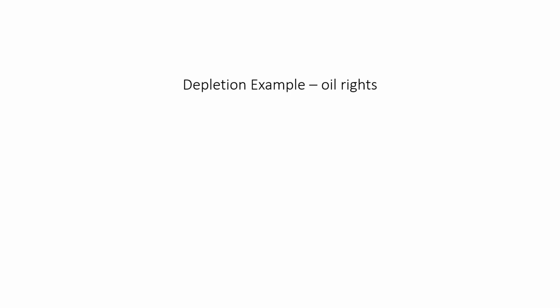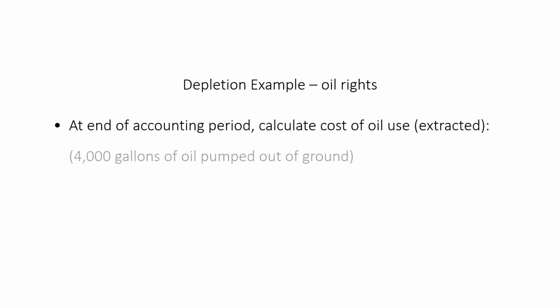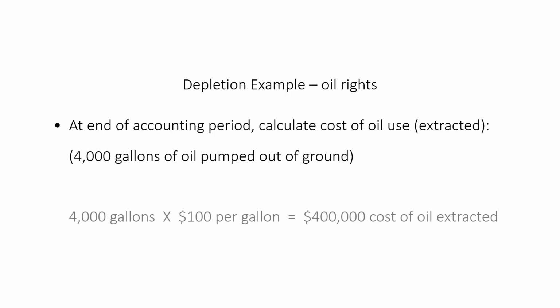Then at the end of the accounting period, we check and see that we actually pumped 4,000 gallons of oil during the accounting period. So we need to make an adjusting entry to recognize that some of our $1 million asset has been used up. In fact, we've used up $400,000 of our million. 4,000 gallons times $100 per gallon equals $400,000.